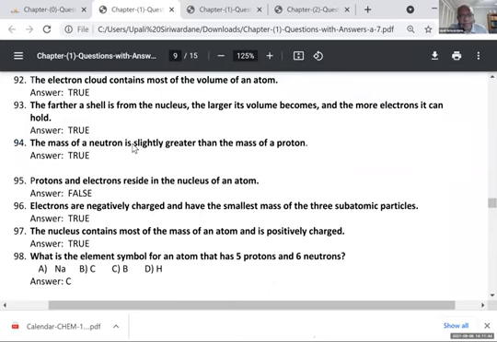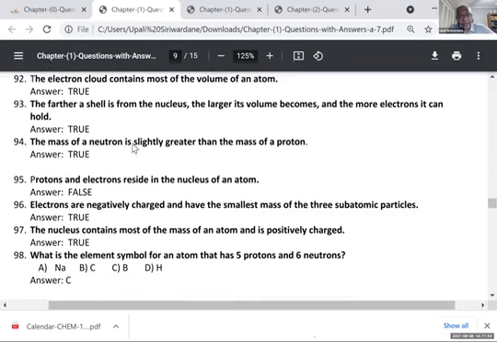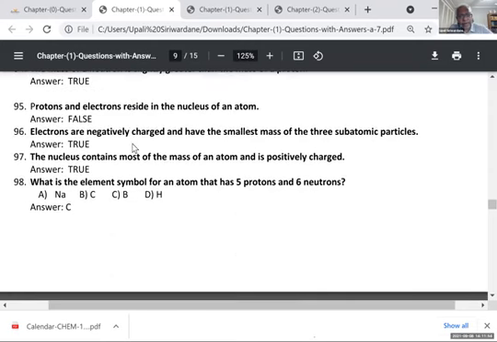95. Protons and electrons reside in the nucleus of the atom. That's not true because electrons reside outside the nucleus of the atom. Number 96. Electrons are negatively charged and have the smallest mass of the subatomic particles. That's true. Number 97. The nucleus contains most of the mass of the atom and is positively charged. That's true.